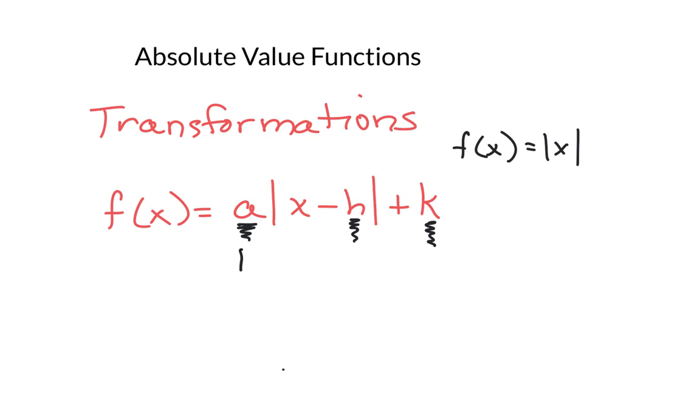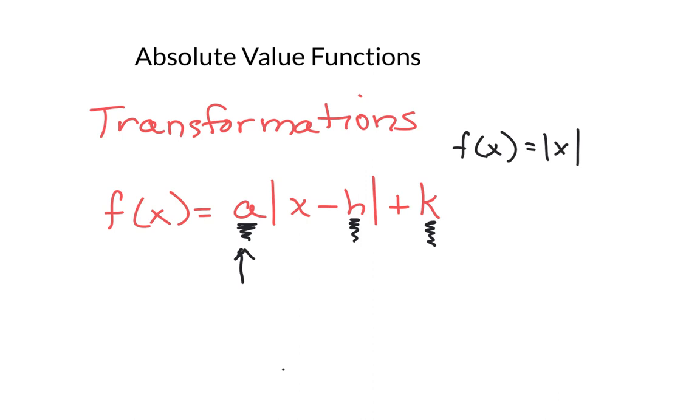If that a value, the number in front of the absolute value, is positive, the function is going to open up. If it's negative, it's going to open upside down, like that. If that a gets bigger than 1, it's going to be a skinnier function. If it's a number between 0 and 1, like a third or 0.275, it's going to be a wider function.